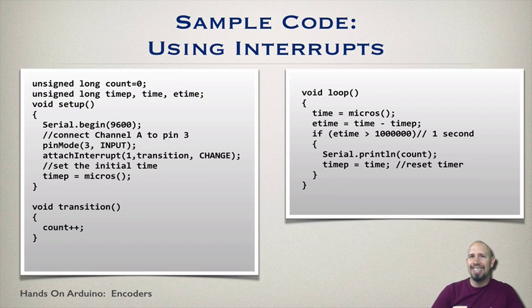So this basically does the same thing as the previous program. It uses interrupts though. Okay, so again, set up my serial monitor. Again, I connect my input to digital pin 3, which incidentally is attached to external interrupt 1. So that's one of the reasons for using that pin.